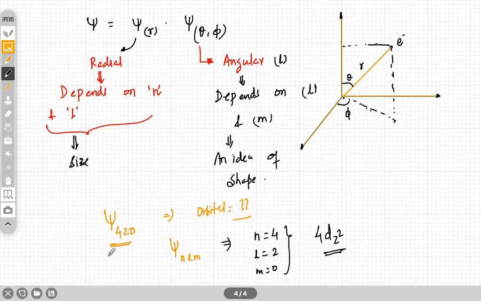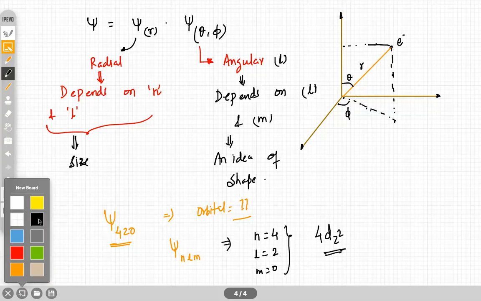Okay, next, we have to understand the last concept of this chapter, that is nodal surface. Very simple, two, three things you have to keep in mind, nothing much. Write down: these are the surfaces where the probability of finding an electron is zero. Right? That is the nodal surface.